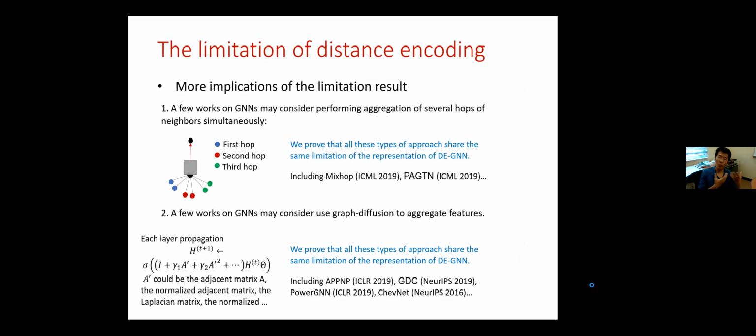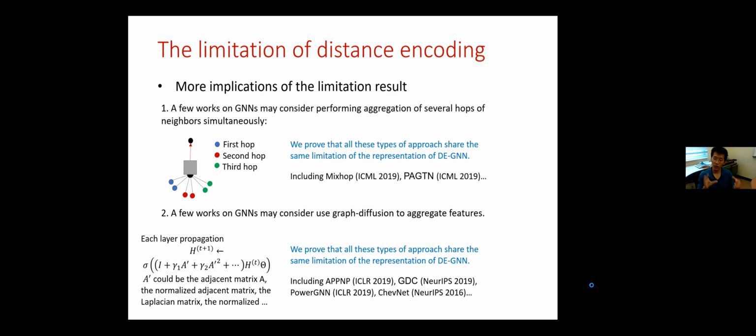Okay, so there are more implications regarding the limitation of this distance encoding. Because of the general definition of the distance encoding, we may prove that quite a few empirically successful techniques to modify the current architecture of graph neural networks will share the same limitation as the statement I showed in the previous theorem.